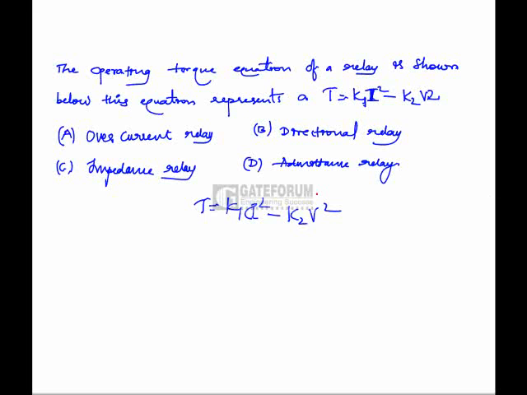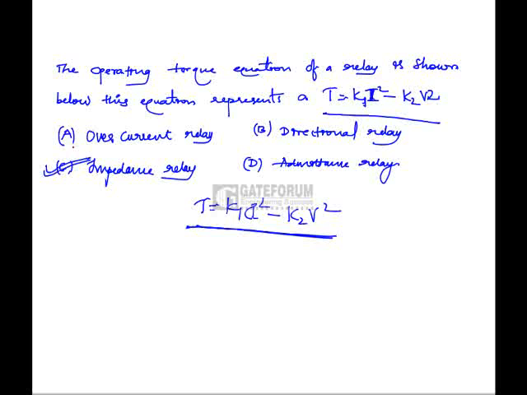Operating torque equation, he represented it as T is equal to K1 I square minus K2 into V square. See here, he has given this torque equation. Now there are different types of relays we have in power system networks for protection of transmission and distribution equipment, even generation equipment. He has given 4 options, and each relay will have different actuating quantities. Actuating quantities can be reactance, current, voltage. This torque equation is for the impedance relay.